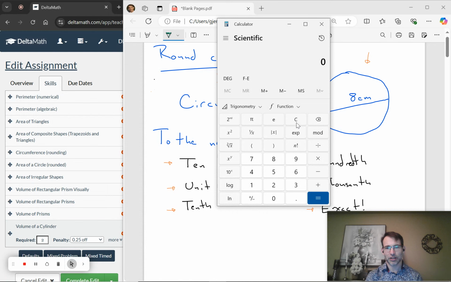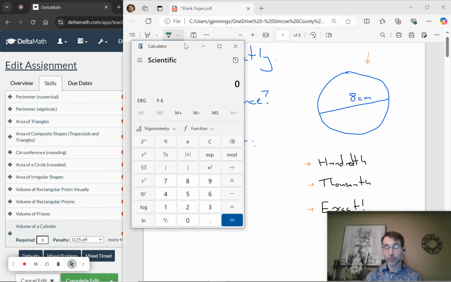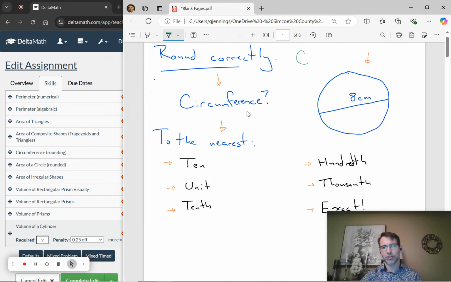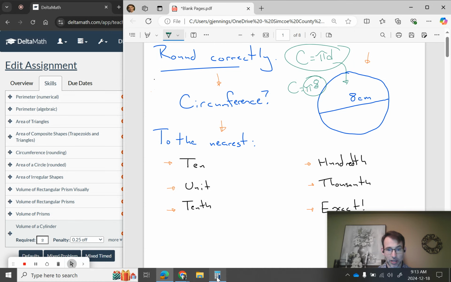So let's go here. Here's what we would do. We first find our formula for the circumference of a circle, and I find that the circumference is equal to pi multiplied by the diameter. So that's a pretty great formula to use. I have circumference is equal to pi multiplied by 8. And I'm just going to do that on a calculator. So let's go get the calculator, everybody.